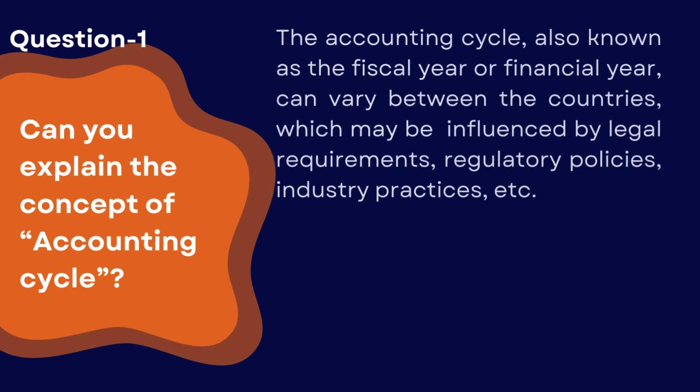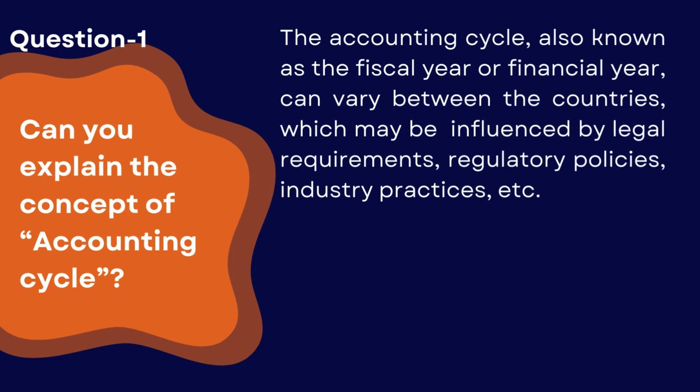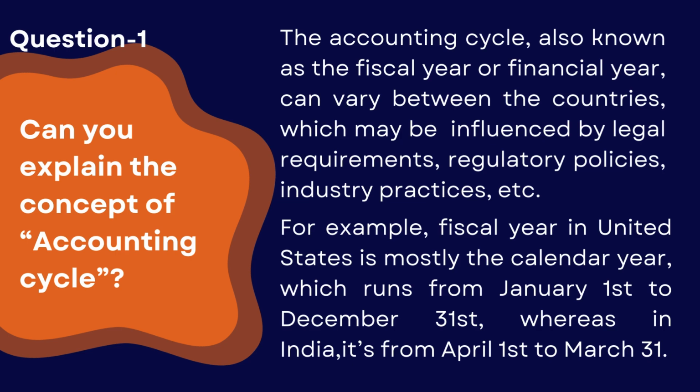The accounting cycle, also known as the fiscal year or financial year, can vary between the countries, which may be influenced by legal requirements, regulatory policies, industry practices, etc. For example, fiscal year in the United States is mostly the calendar year, which runs from January 1st to December 31st, whereas in India, it's from April 1st to March 31st.